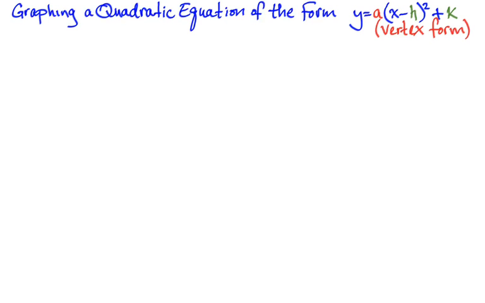And I just want to point out for now that that number a in front of the x minus h squared is the same a that's in the standard form. The standard form, remember, was y equals ax squared plus bx plus c. So if you start with a standard form and do some completing the square on it, you'll get the vertex form. And I'll show you how to do that in another video. So in this video, we're just going to start with an equation in vertex form and see how to get the graph of the parabola from that equation.